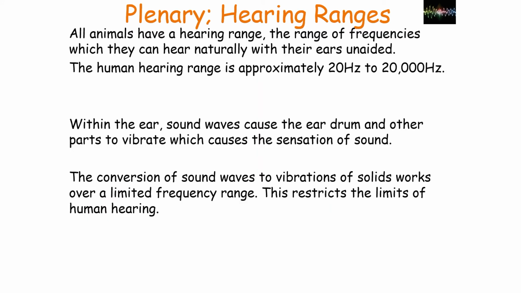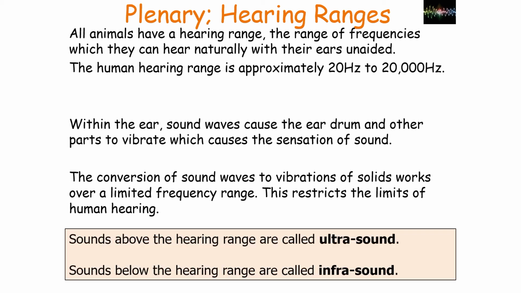So all animals have a hearing range, the range of frequencies which they can hear naturally with their ears unaided. The human hearing range is approximately 20 Hz to 20,000 Hz. Within the ear, the sound waves cause the eardrum and other parts to vibrate, which causes the sensation of sound. Now the conversion of sound waves to vibrations of solids works over a limited frequency range. So our eardrums, with their size and their shape, can only vibrate at certain frequencies. So this restricts the limits of human hearing. Now all sounds above the hearing range are called ultrasounds, and all sounds below the hearing range are called infrasound.